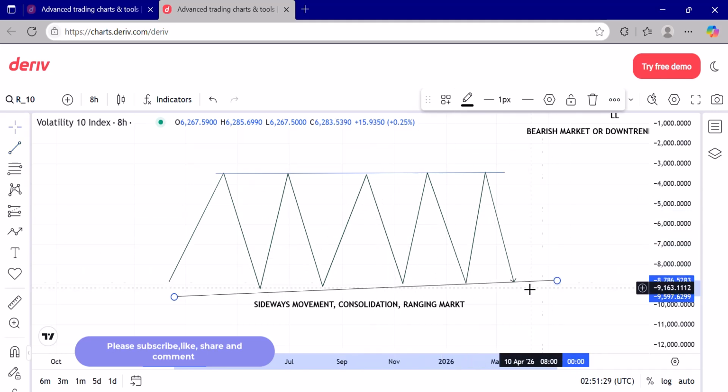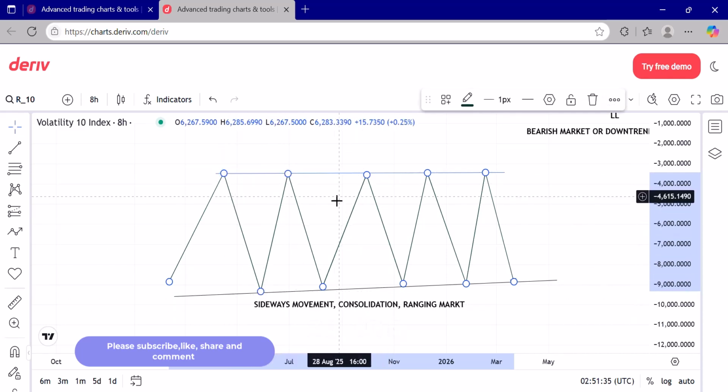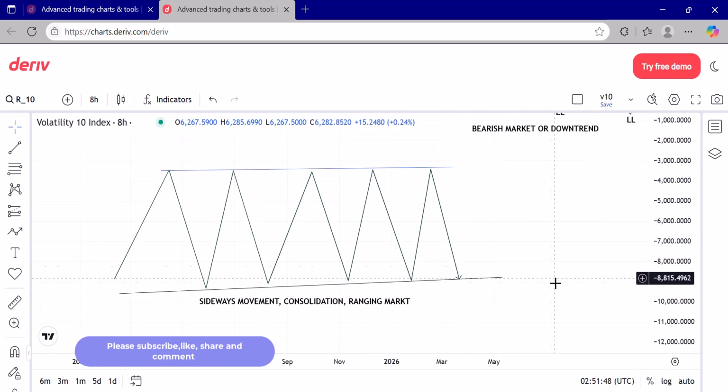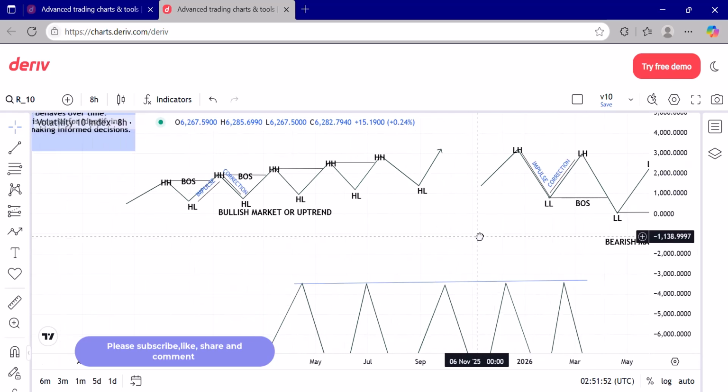So you have something like this. It's making a series of equal highs and equal lows. It's neither trending in an uptrend nor in a downtrend. So this is what we call consolidation or a sideways movement. All right, so now let's continue.